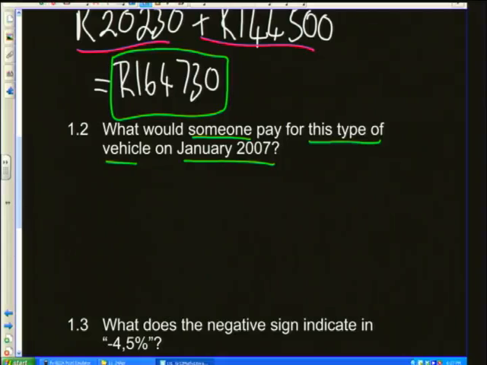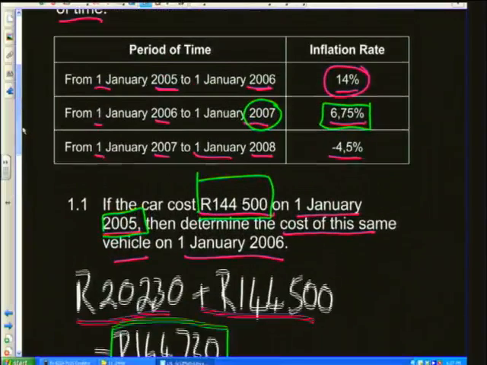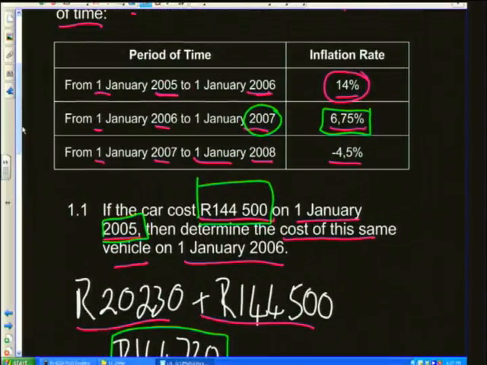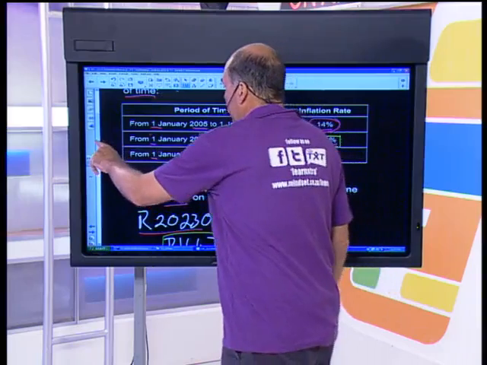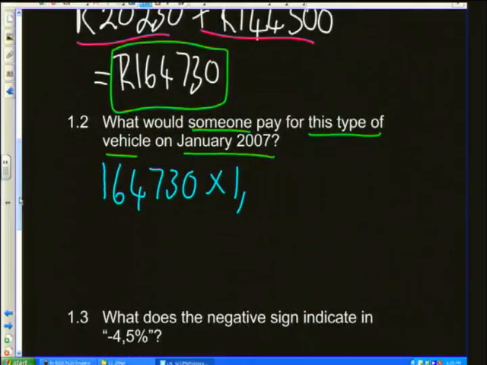So to work out the 2007 price, I'm going to take the 2006 price, which is 164,730, and I'm going to multiply it by 1 comma. Now look here, this is very important. It's not 14%, it's 6.75%. So it's 106.75%.